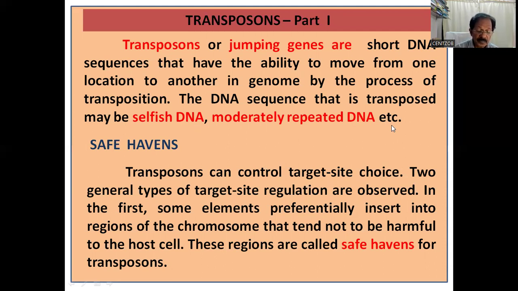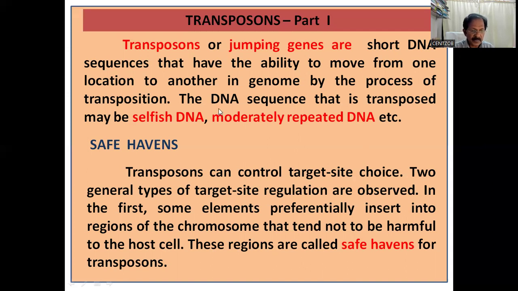Selfish DNA, for example, has no selective advantage for the organism, isn't it? The repeated sequence may be moderately repeated or highly repeated. Moderately repeated sequences include SINEs and LINEs, which are retrotransposons that we will study in a separate class. Other DNA sequences that are transposed, we will study now.